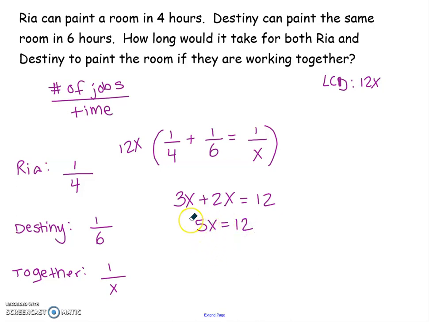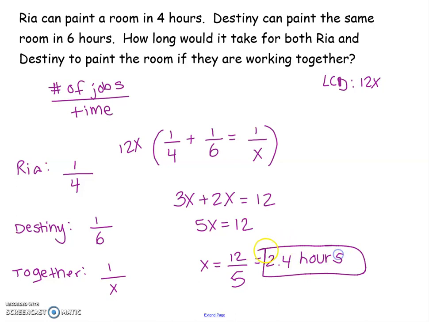And then we have to divide both sides by 5. So we get x is equal to 12 over 5. And if it makes more sense for you to write it as a decimal, this would be 2.4. And because it's a word problem, we want to make sure that we label it with the proper units. This would be our time, which is in hours. So we have 2.4 hours it'll take them to do it together.